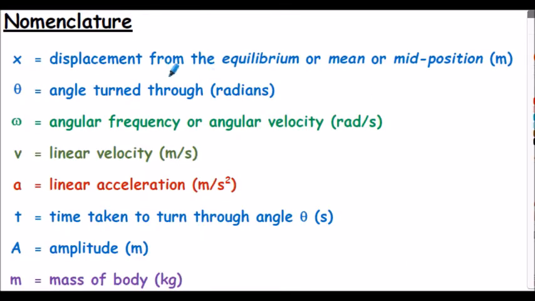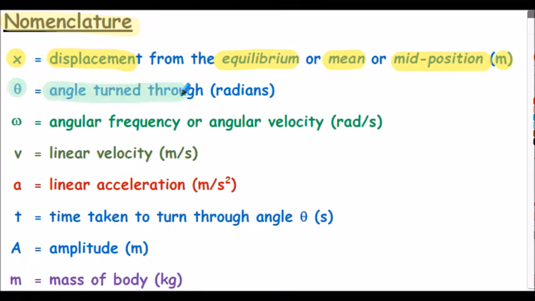Here's a brief overview of the nomenclature used within this presentation. X is the displacement of the body from what's termed the equilibrium position, also sometimes referred to as the mean or the mid position, that's in meters. Theta is the angle turned through in radians. Omega is the angular frequency or the angular velocity in radians per second.